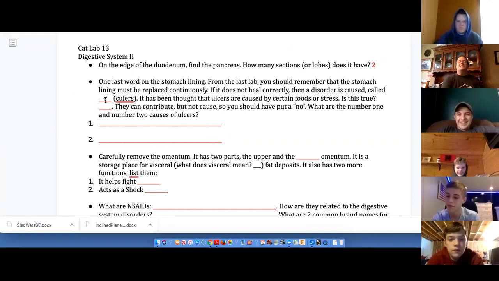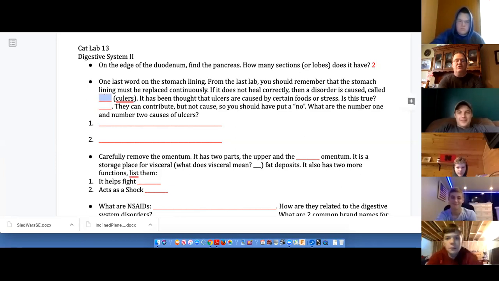Okay, from the last lab, you should remember stomach lining must be replaced continuously. If it doesn't heal, this disorder is called what? Ulcers.